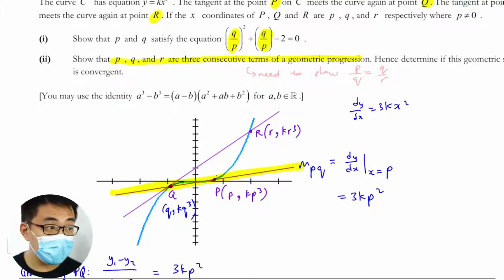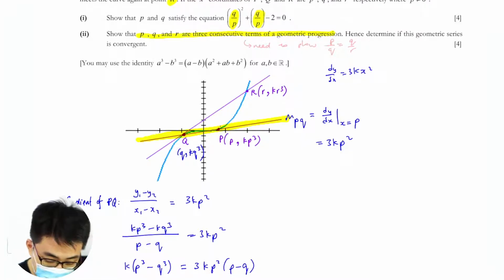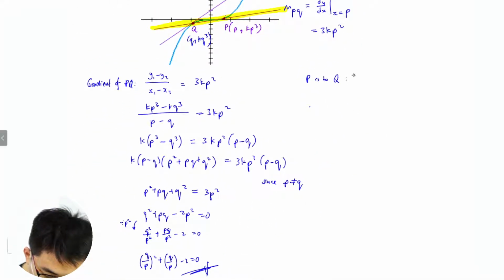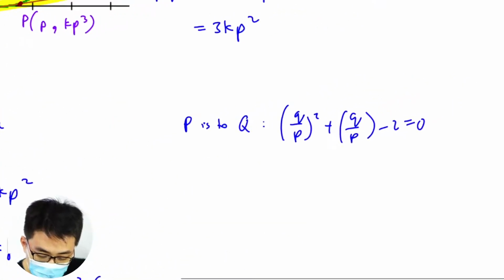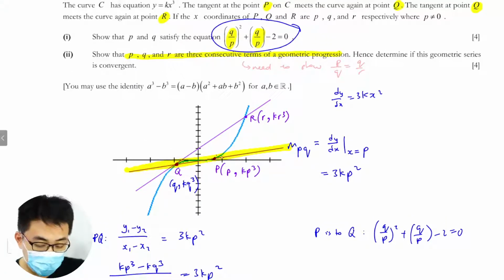But in this case, you need to be able to show. Okay, how do you show? Hear me out carefully. P is to Q, point P to point Q, would yield, from the first part, Q over P squared plus Q over P minus 2 equals 0. So when P is a tangent cut at Q, you get this equation here.